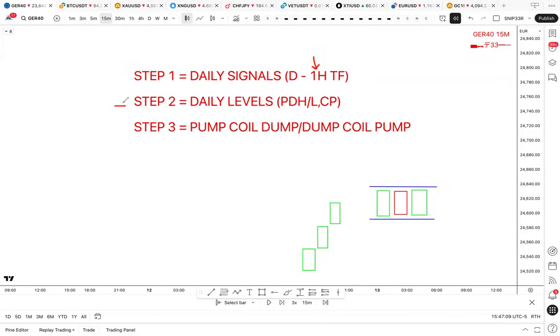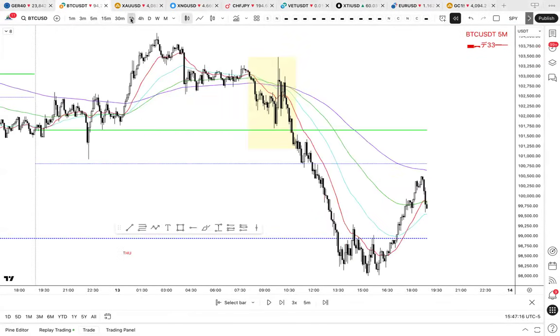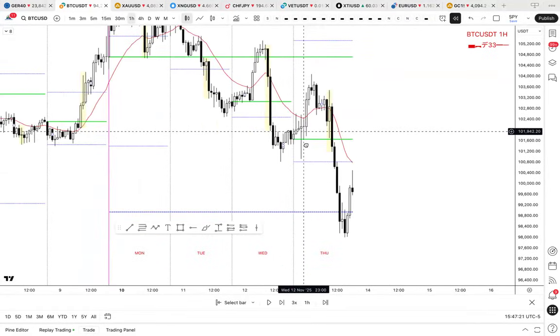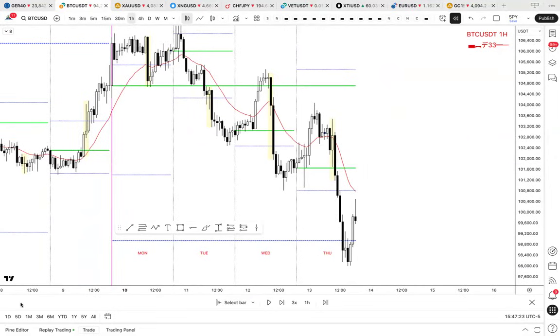Step two, I'm looking at my levels. Where are my levels? Now I don't know this ahead of time, but I may have to draw a prior day level across. I don't know though until the next day, but I may have to draw these across and just see if they get there.